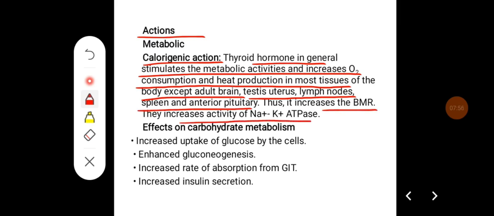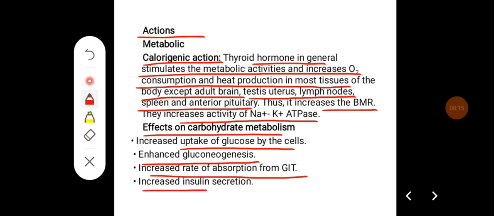They increase the activity of sodium potassium ATPase. Their effects on carbohydrate metabolism: increased uptake of glucose by the cells. They enhance gluconeogenesis and increase the rate of absorption of glucose from the GIT, and there is increased insulin secretion.